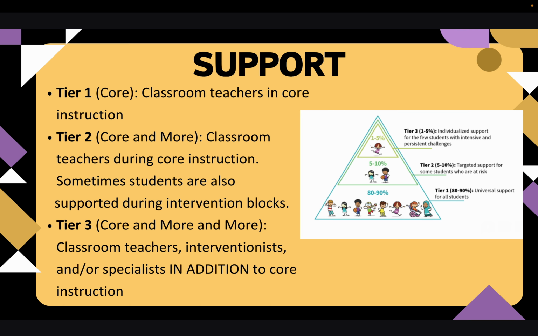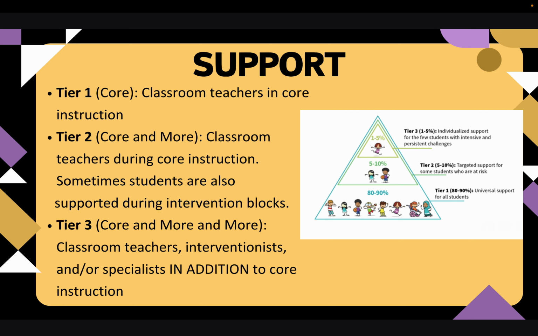We follow the tiered systems of supports to make sure that all students receive the right instruction at the right time. All students are engaged in Tier 1 core instruction. Tier 1 instruction is universal support for all students. That includes differentiation in the classroom, such as in small groups. Tier 2 is identified as core and more. Students receive their core instruction and a little more in an additional small group with their teachers in the classroom or sometimes through an interventionist.